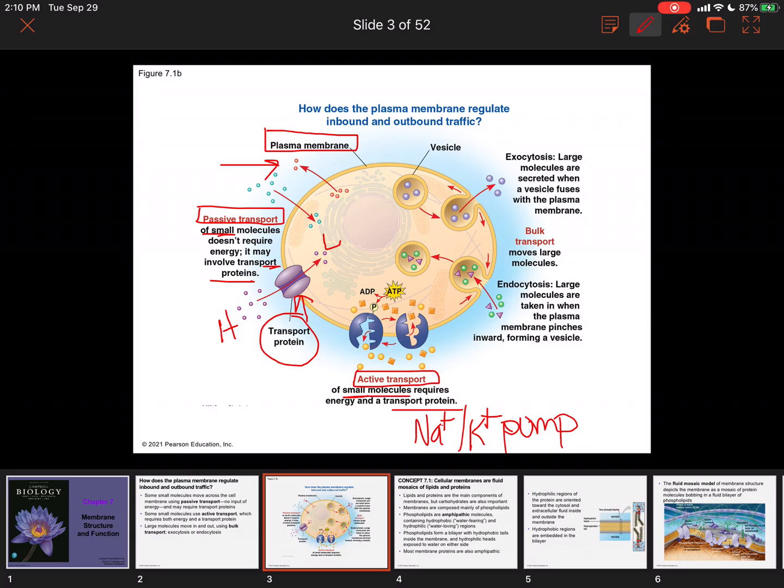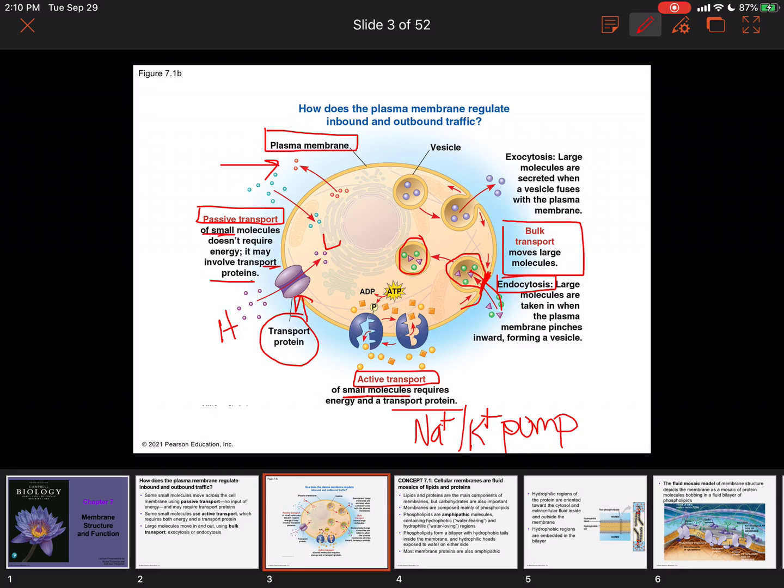Now, sometimes we have to move large molecules, and we will call that bulk transport. If we're moving those molecules into the cell, we call that endocytosis. Large molecules are taken in. The molecule will actually fuse with the plasma membrane. The plasma membrane will start to pinch inward right here. Those molecules will enter, and then it will close up right across here. And then the vesicle, which is kind of like the shipping container, will move those molecules around in the cell.